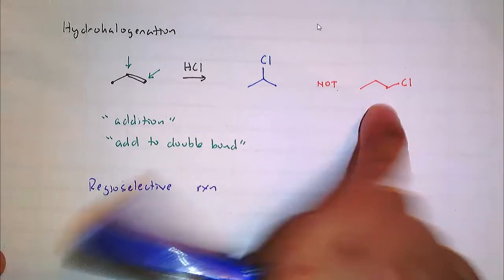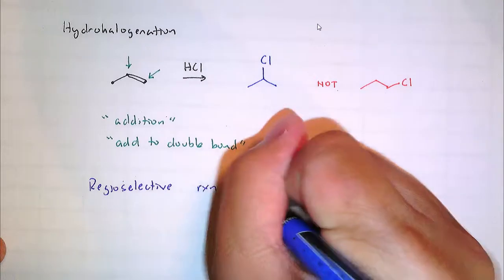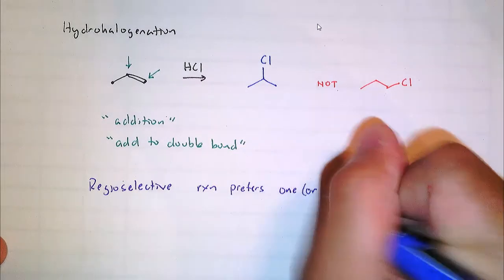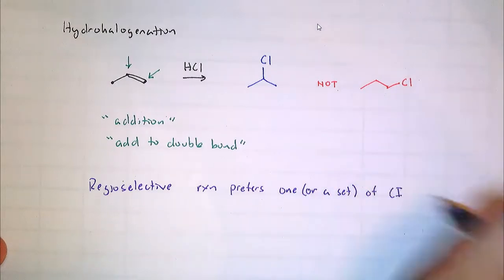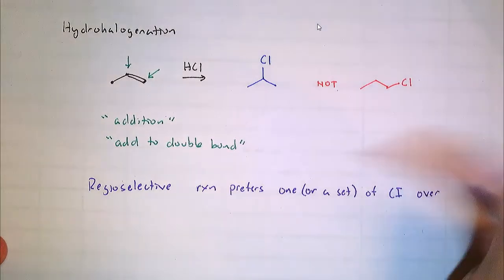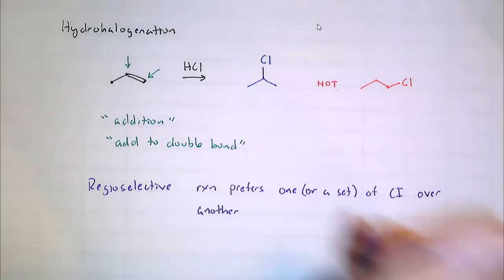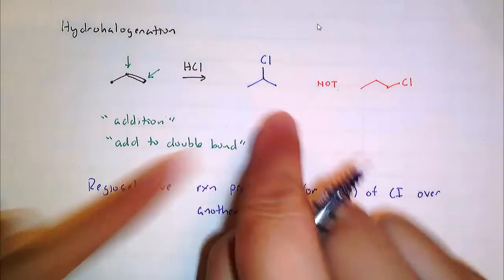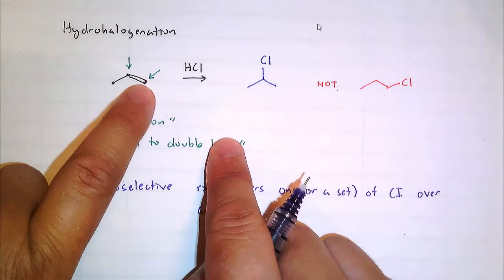So these are constitutional isomers, right? They have different connectivities. The reaction prefers one, or a set of constitutional isomers, over another one or another set. But right now, really, we only have two situations. The chlorine goes on the central carbon, or the chlorine goes on the end carbon.